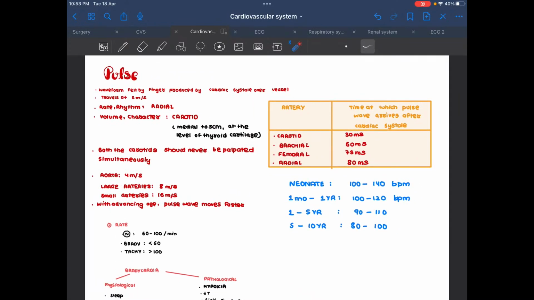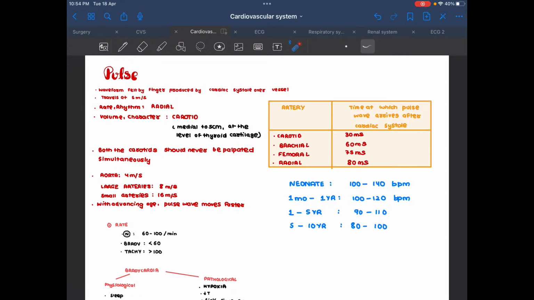ठीक है, all right. Just remember both the carotids should not be palpated simultaneously as we know. ठीक है, because that can lead to vasovagal syncope due to stimulation of your baroreceptors. ठीक है, वहाँ पे जो हमारे carotid baroreceptors हैं, they can get stimulated. We can have vasovagal syncope as well.